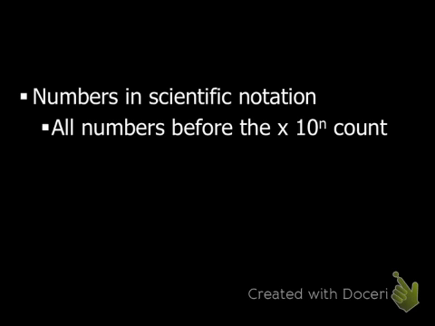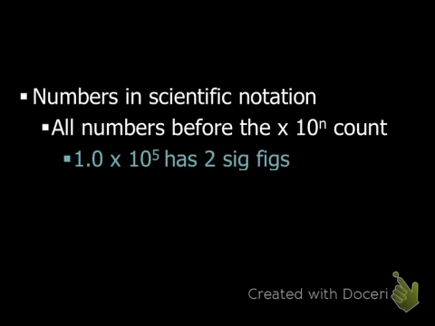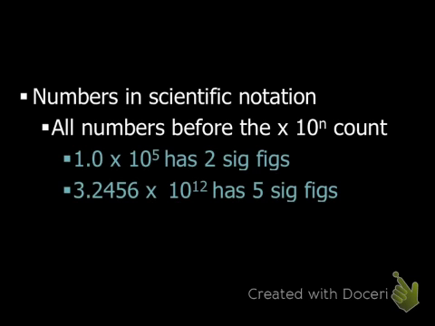And then the last ones we would look at are numbers in scientific notation. Anytime a number is in scientific notation, all of the numbers before the 10 to the n count. So in this case, this number would have 2 sig figs. And in this one, we look at all the numbers before the 10 to the x. This would have 1, 2, 3, 4, 5 sig figs.